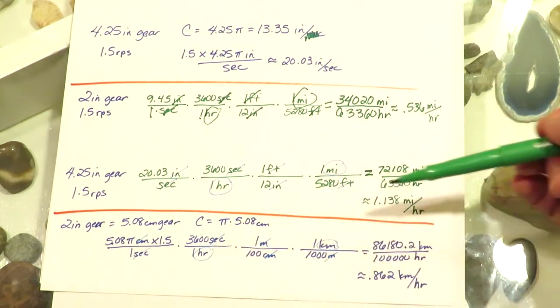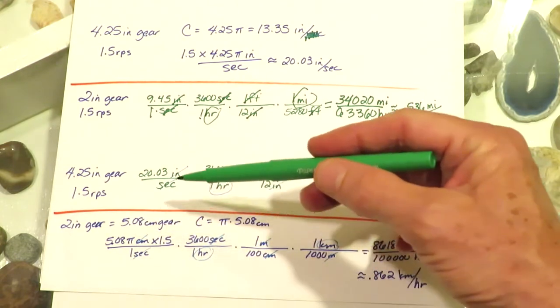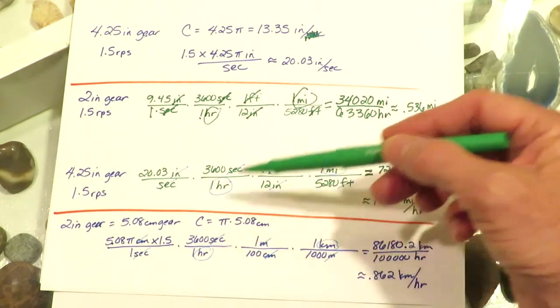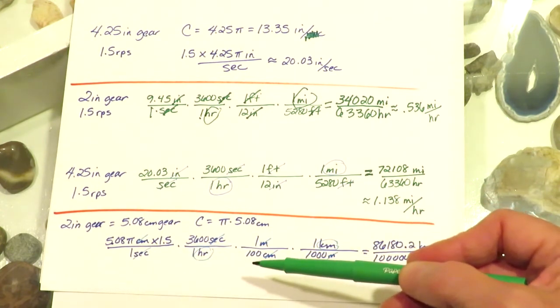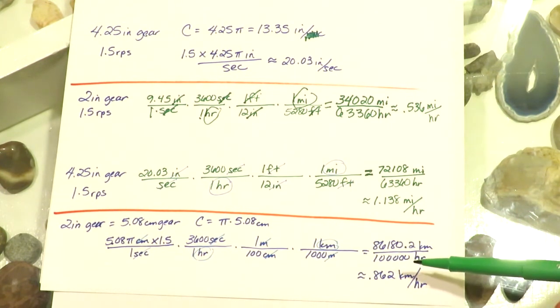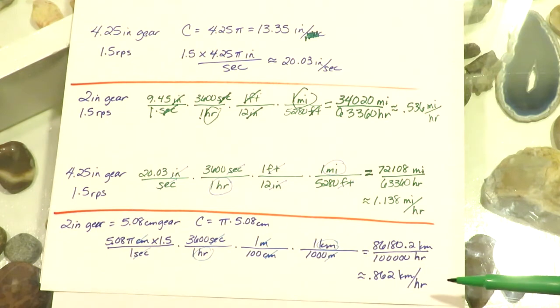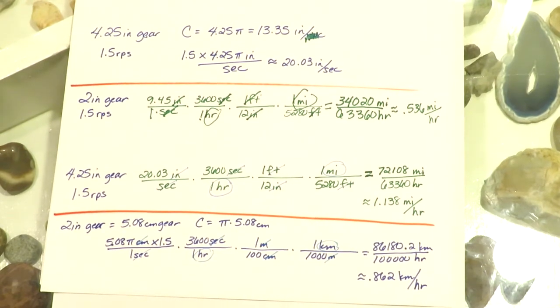kilometers per hour. If I multiply 5.08 pi times 1.5 times 3,600 times 1, I get 86,180.2 kilometers. Then in the denominator, 1 times 100 times 1,000 is 100,000 hours. And then you can reduce that to 0.862 kilometers per hour. So units can be any units as long as your numerator is a length and your denominator is a time, and it's accurate for the circle and the amount of time you're talking about.